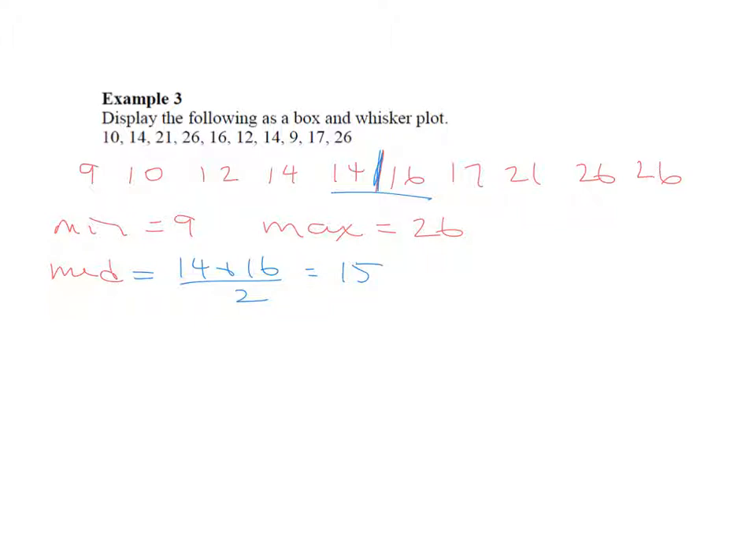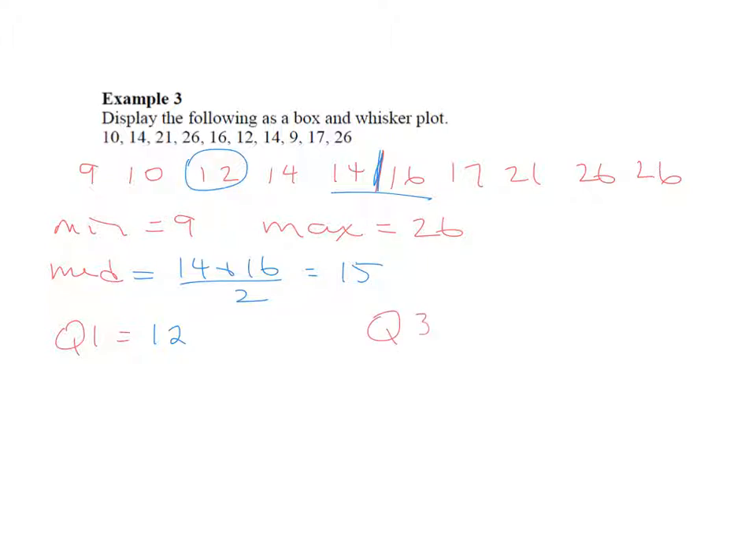And then let's do our quartiles. So our first quartile is the median of everything lower than the median. So I'm going to include both of those 14s because the median is 15. So everything below 15 I'm going to include. And so I've got 1, 2, 3, 4, 5 items there. So there is a middle one, which is 12. So the first quartile is 12.